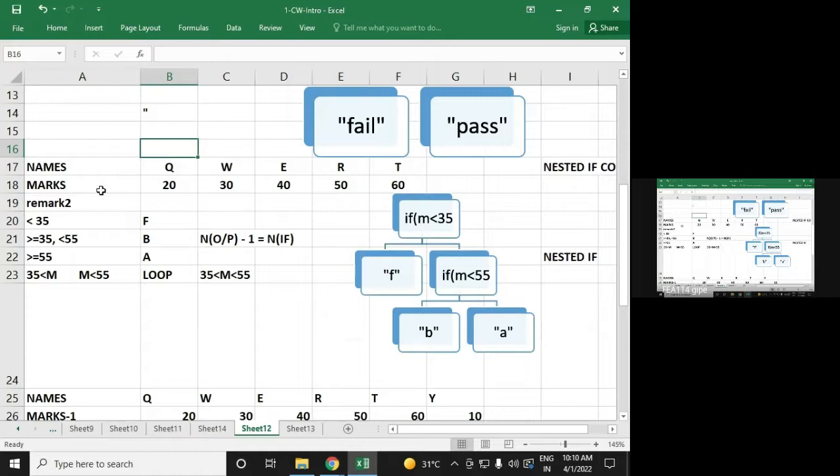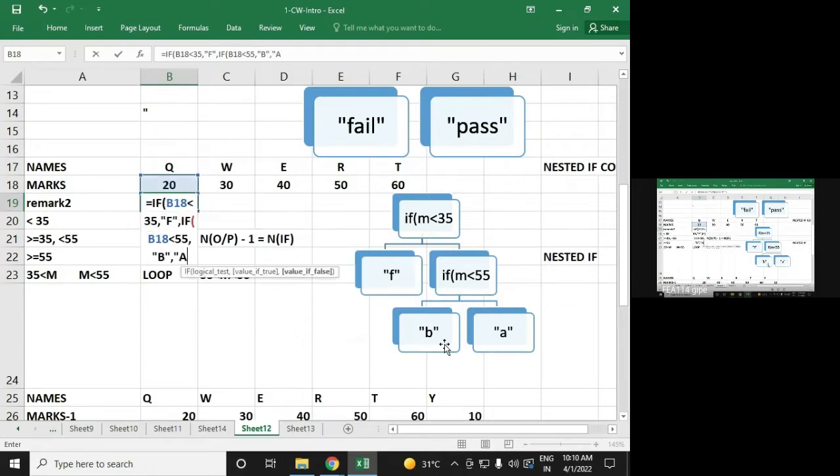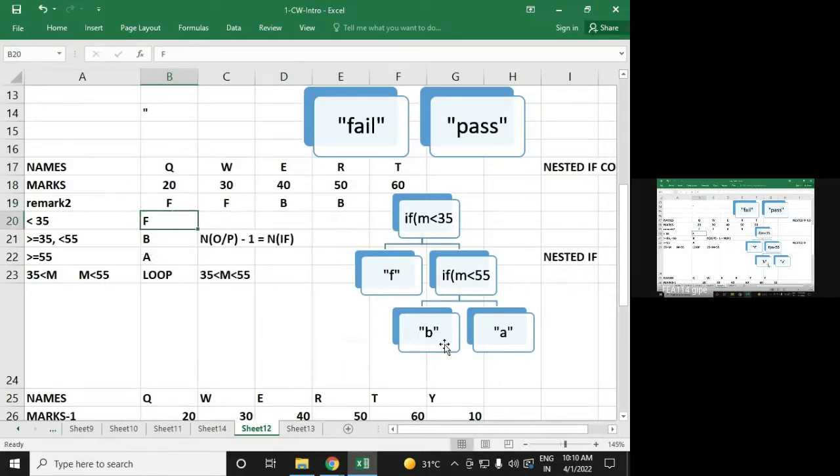Okay, so now let's try to write. So this is also called nesting of if conditions. Let's write the condition: if marks less than 35, then double quotes F, else you start writing another if, marks less than 55, then double quotes B, else double quotes A, and then close the brackets till the last bracket closes. Inside brackets will have a different color, the outside one will be black. Here is the entire condition. Everybody note it down for step 2.